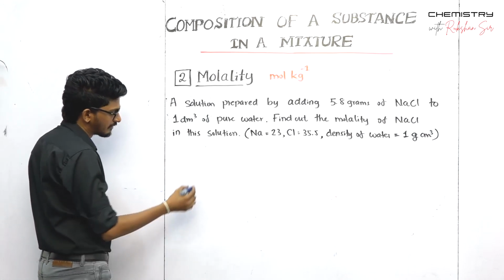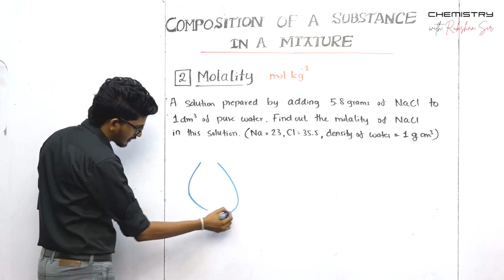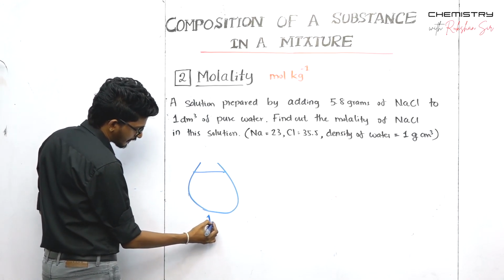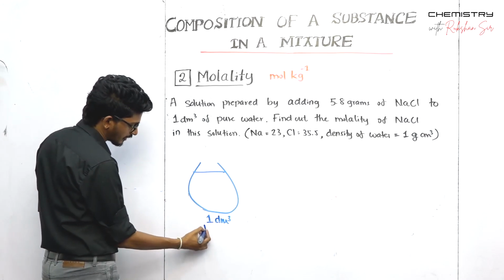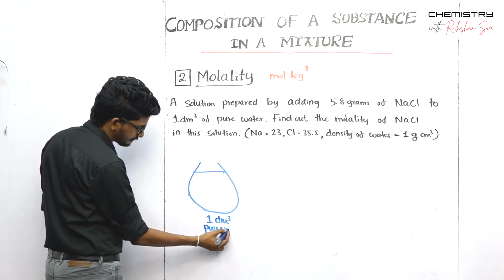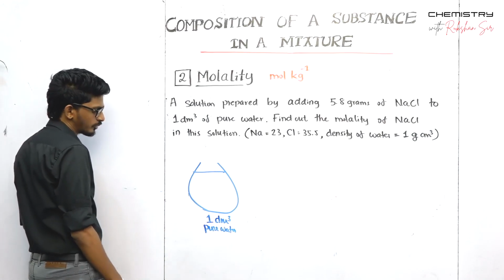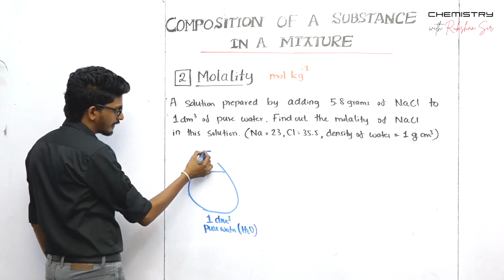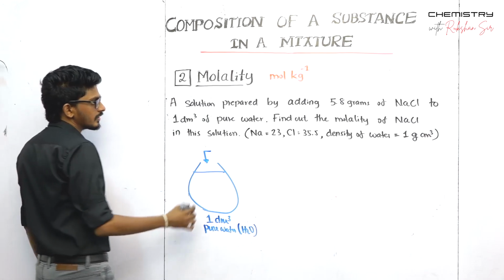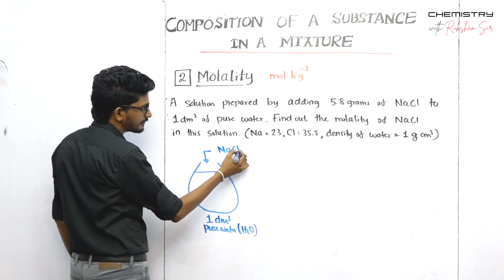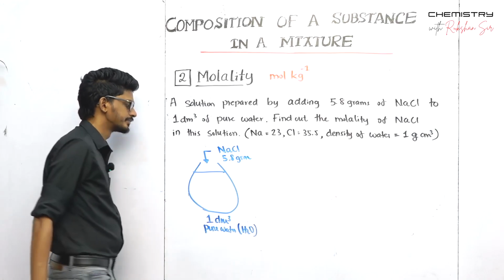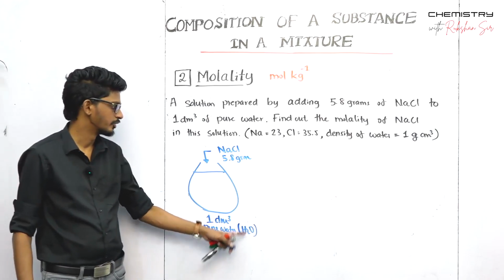So basically, what they have done is, first they had 1 liter or 1 decimeter cube of H2O, pure water, was there, and they have added some NaCl. How many grams? 5.8 grams. This is your solvent, this is your solute.